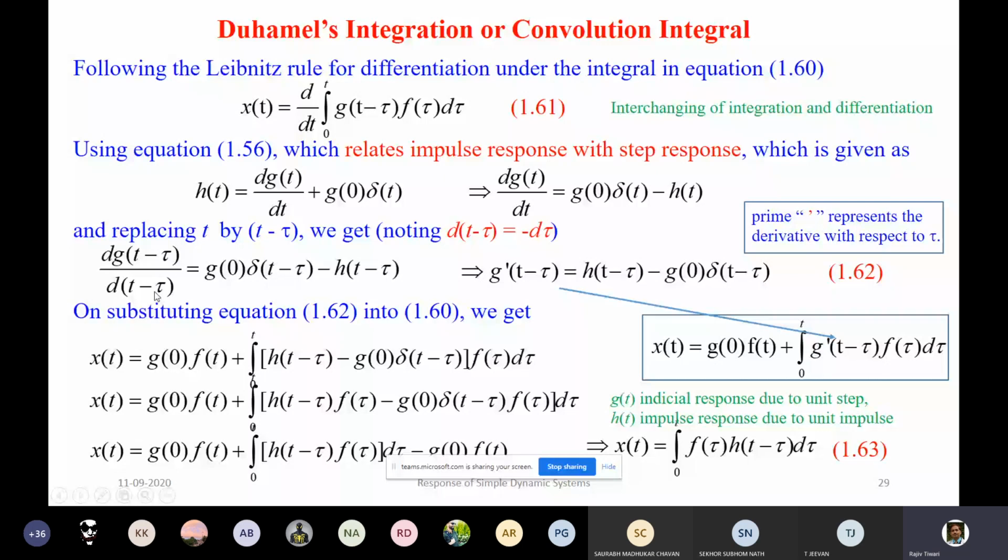So we have replaced t with t minus tau in g(t). Wherever t is there, we have replaced it by t minus tau. And when we expand this, this is the derivative with respect to tau of g(t minus tau). Prime is nothing but the derivative. Here I have represented prime as the derivative. h(t) is as it is, and g(t) is this thing.